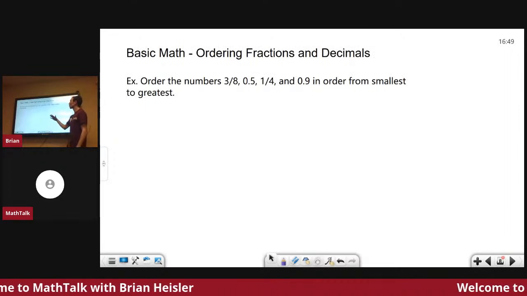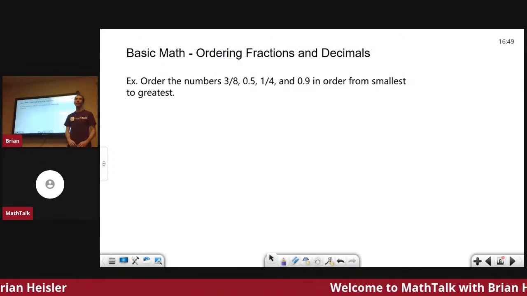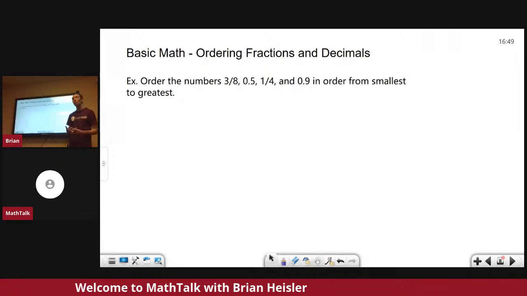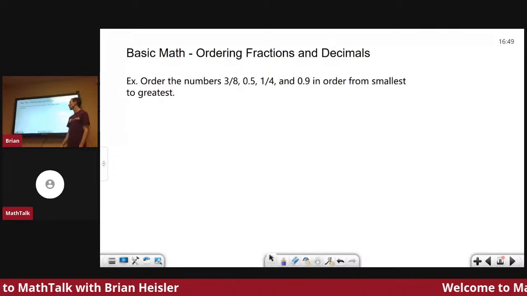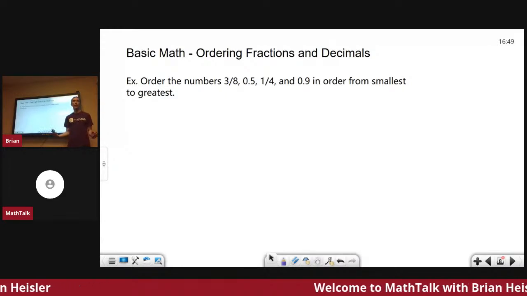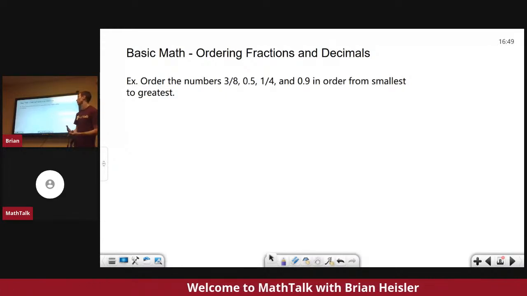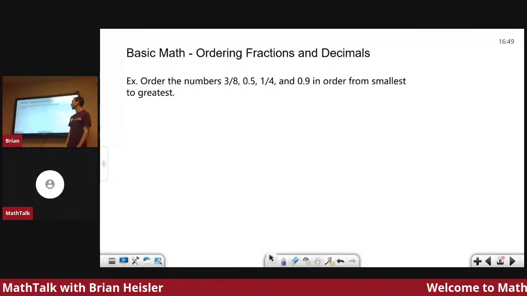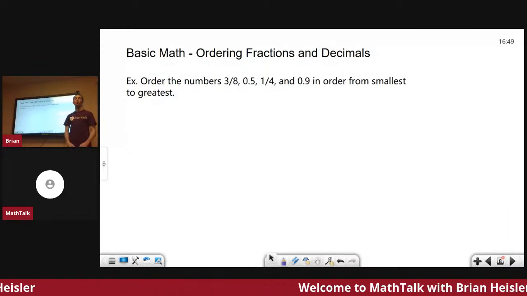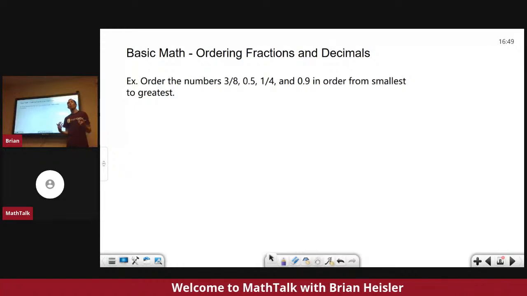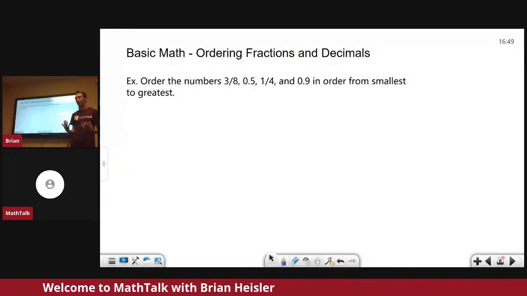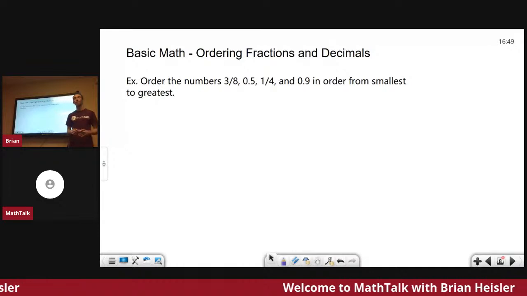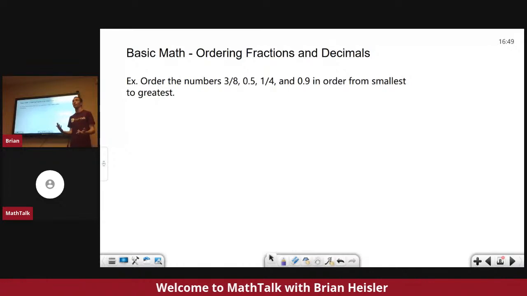All right. So basic math. We're going to look at ordering fractions and decimals. Like I said, this is a common type of problem you may see on the non-calculator section, because obviously if you can drop these numbers into a calculator, it's easier to figure out. So they want you to be able to do this without a calculator. The question asks you to order the numbers 3/8, 0.5, 1/4, and 0.9 from smallest to greatest. The way I like to approach these problems is I turn my fractions into decimals. One, just because I don't like fractions, to be honest. And two, because it makes it easier for me to compare the values.